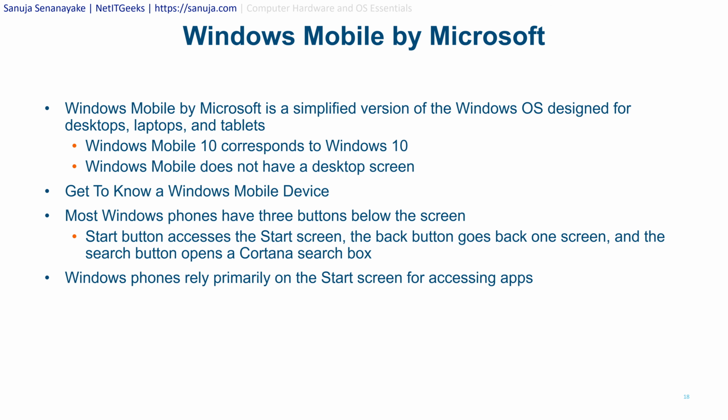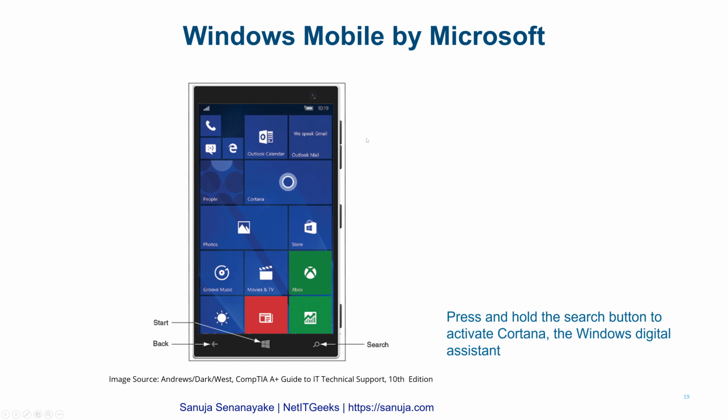Windows phones rely primarily on the start screen for accessing apps, and the start screen looks like this. So this is what the Microsoft Windows start screen looks like. So the Windows Mobile by Microsoft will have those functions with the back button and the start button and the search, and basically you can press and hold the search button to activate Cortana, and if you hold it down long enough, Cortana will pop up, or you can select Cortana by selecting the app from your screen as well.